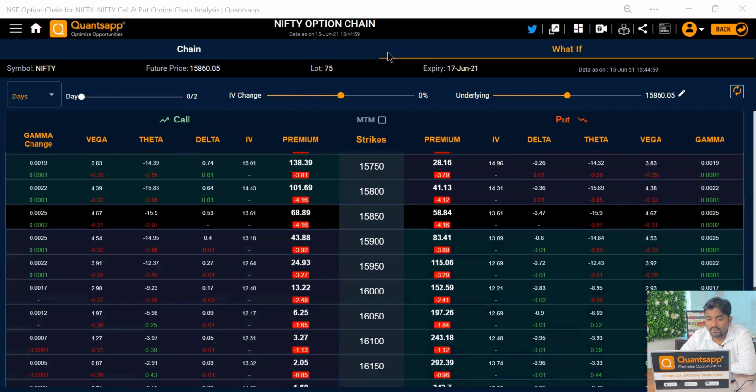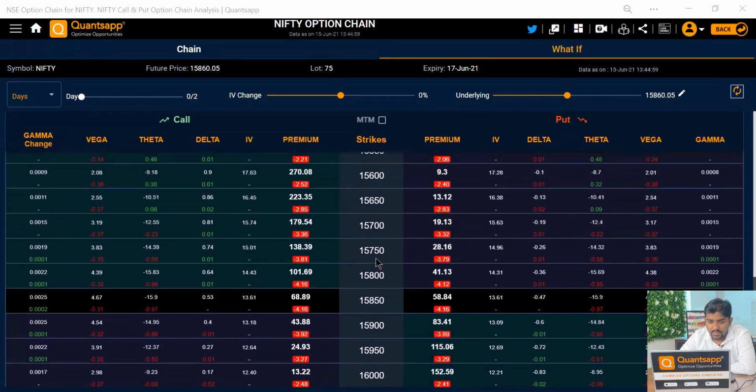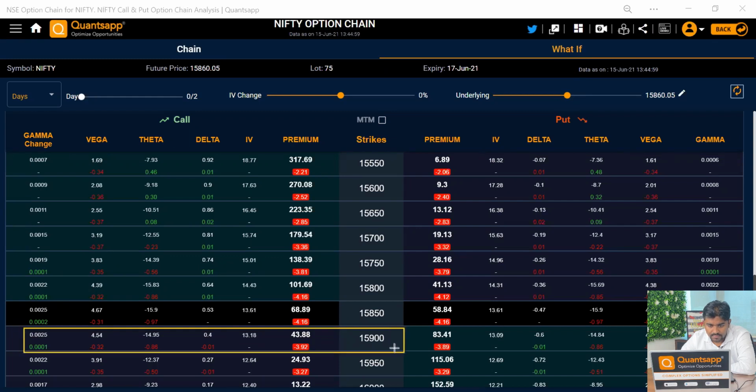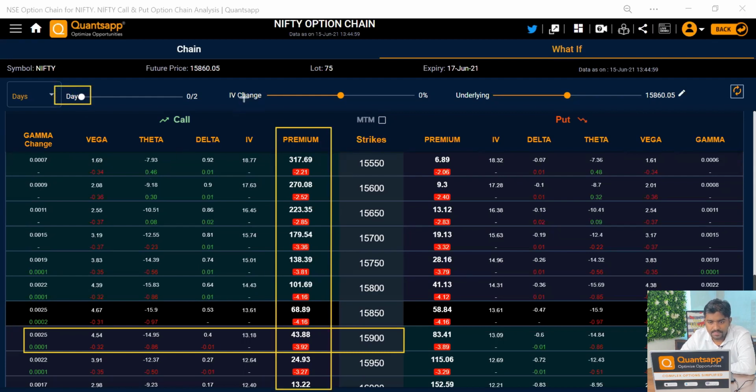Now, why is what if analysis important to understand? You need to see one thing. Let's take one particular strike price, we'll go with 15,900 only. What is this? The price of the option, that is the premium. We're talking in terms of this value. This value is affected by time, that is days basically, IV, that is volatility, and change in the underlying price.